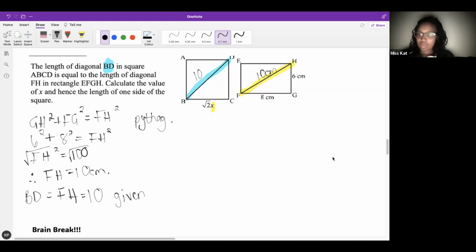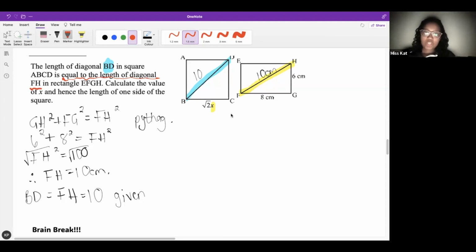Yes, Sai, I am there. What's up? Oh, Ropafazo said, why is it the same? Because they said in the information it is equal to the length of diagonal FH. Okay. So it was in, am I lagging? Oh, okay. Whew.